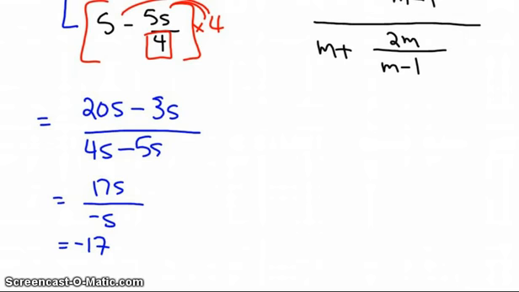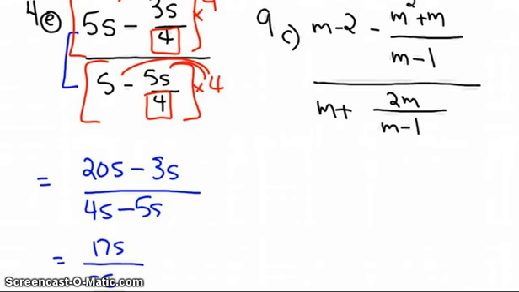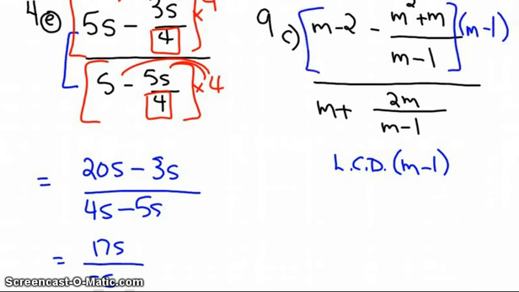So what I want you to do with the other one, and I don't know if it's the right one that's circled, but question 9C, I want you to do that one. The lowest common denominator is m minus 1. Multiply top and bottom by m minus 1. I picked this one especially because of the subtraction. Let's see what you get, okay?